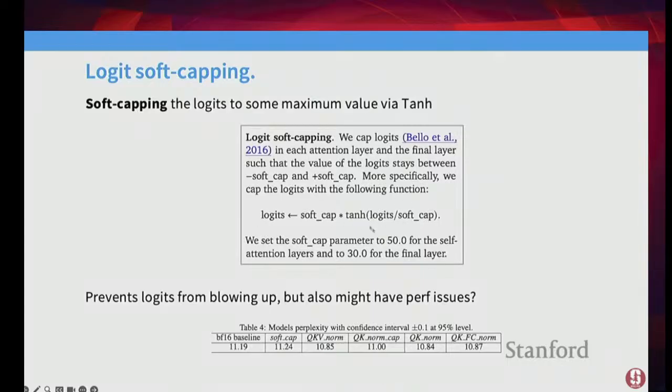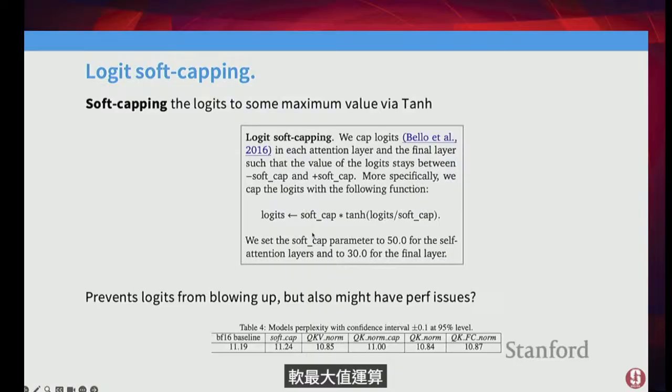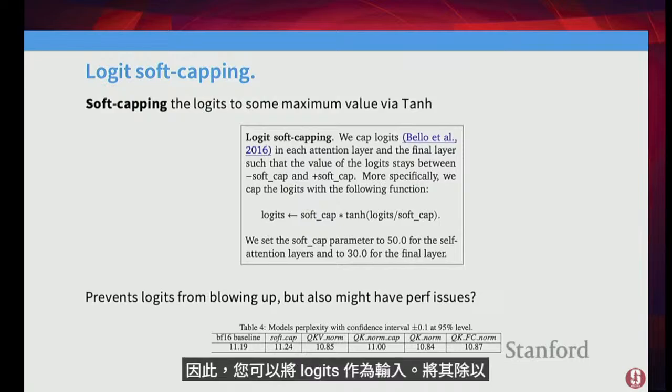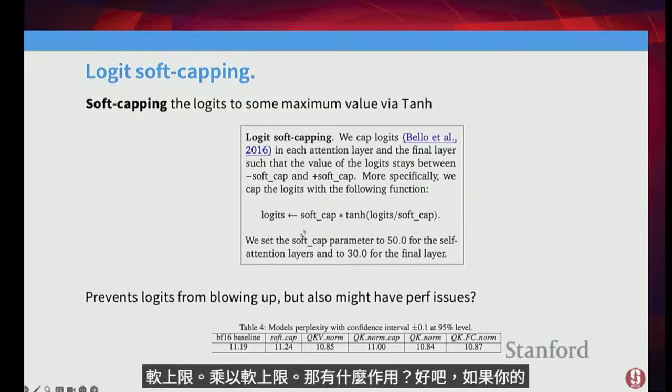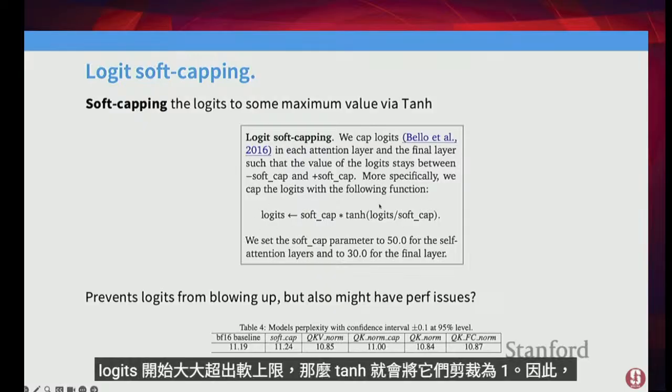So you have your logits as your input, divided by the soft cap, multiplied by the soft cap. What does that do? Well, if your logits start exceeding the soft cap by a lot, the tanh is going to clip them off to 1, and so you're going to have a maximum value of soft cap over here, right? So this is going to control, in some sense, soft clipping of the logits. And Gemma 2, and I think OLMo 2 also do this.